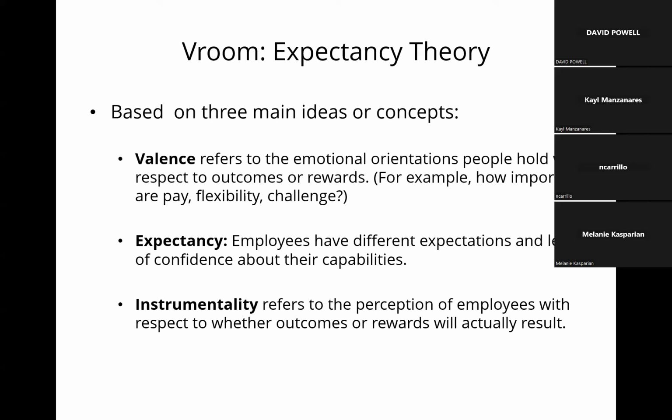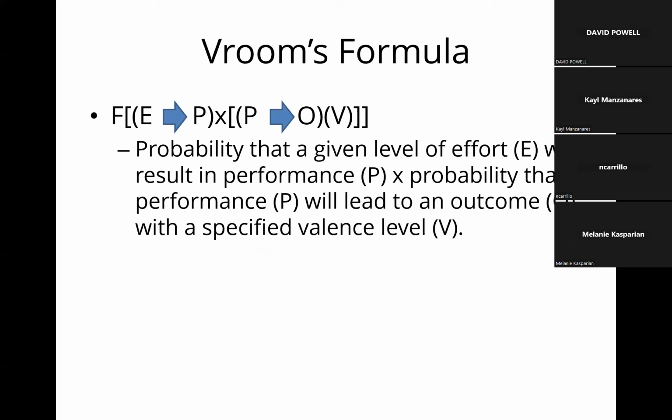And then the third concept is instrumentality, which refers to the perception on the part of employees as to whether or not these rewards will actually materialize. So if I do achieve this level of productivity, what's the likelihood that management will actually come through with all these promised rewards and all these promised incentives if I achieve that level of productivity? So valence, expectancy, and instrumentality are the three main concepts underpinning expectancy theory.